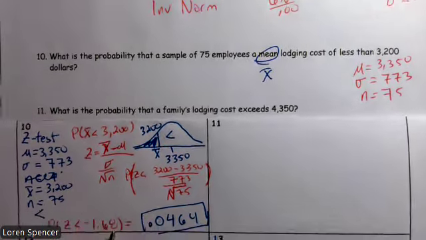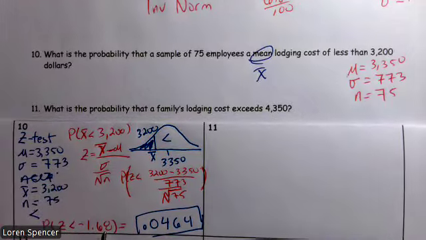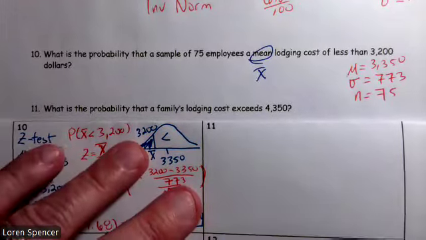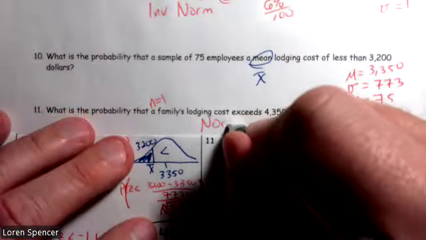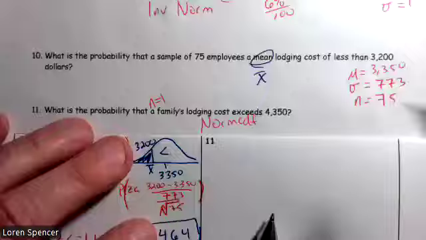All right, the next one. What's the probability that a family's lodging cost exceeds 4,350? Be careful. A means 1. So this is telling me my sample size is 1. This tells me I'm using a norm CDF.